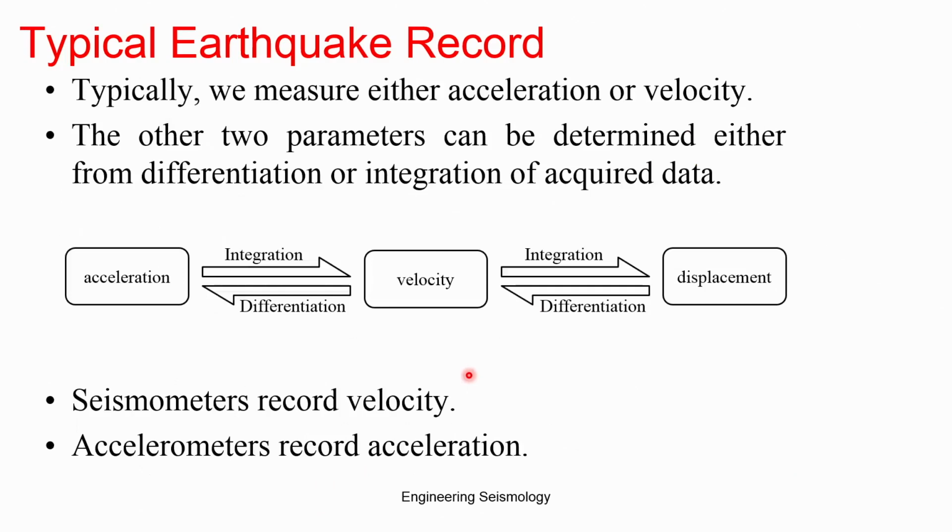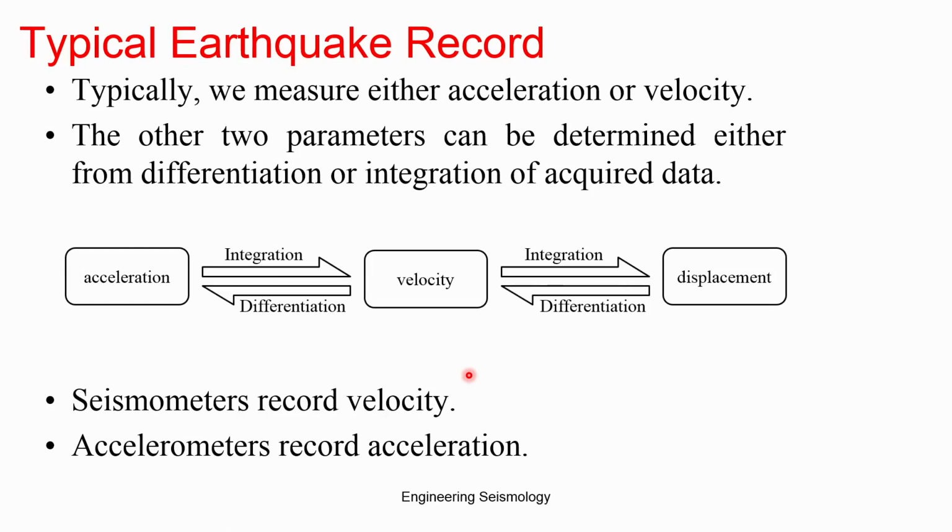As I said, the seismometer records velocity, and the accelerometer records acceleration. But for a particular structural application, we may need acceleration, velocity or displacement, depending on what type of structure it is and what the natural frequency of the structure is. That is taken into account. If one parameter is recorded, you can estimate all the other parameters.